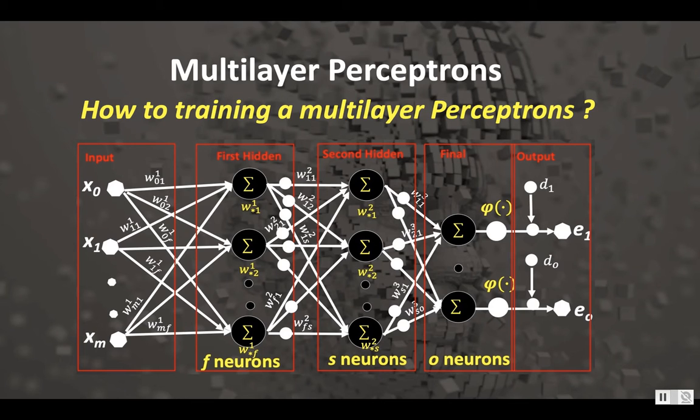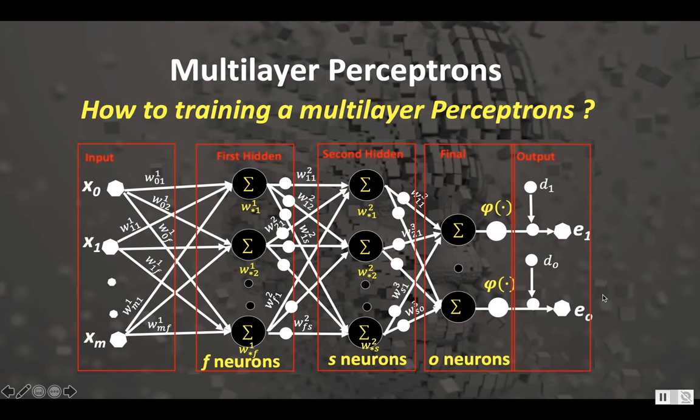In the previous video, we introduced the basic construction of the multilayer perceptron. We use a two-hidden-layer, one-output-layer neural network as an example, as we showed here. We have inputs x0 to xm. In the first hidden layer, we have F neurons. In the second hidden layer, we have S neurons. We have the final output layer. We have N neurons.